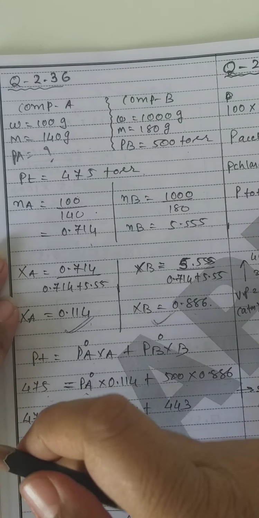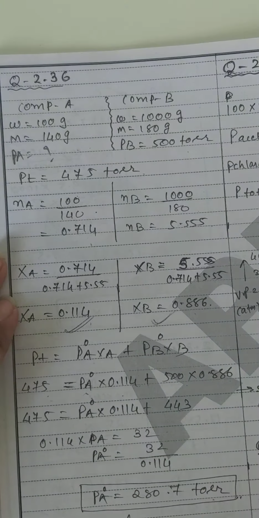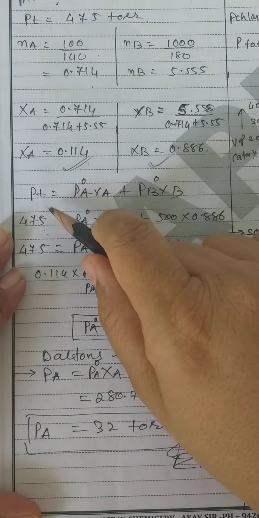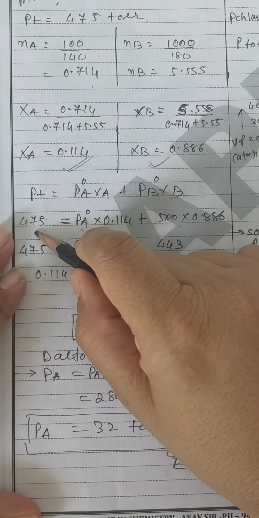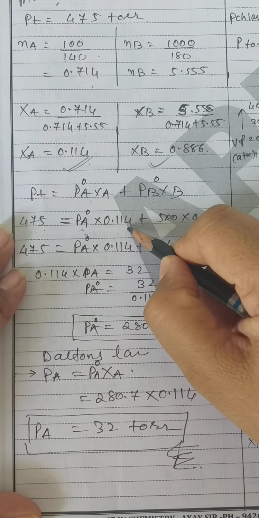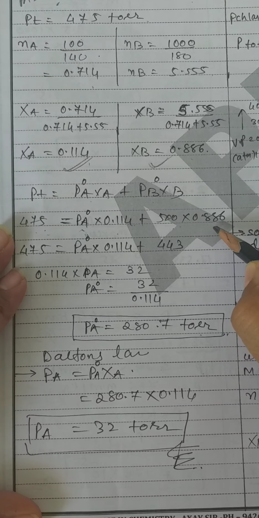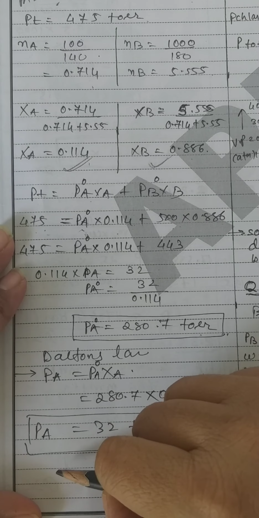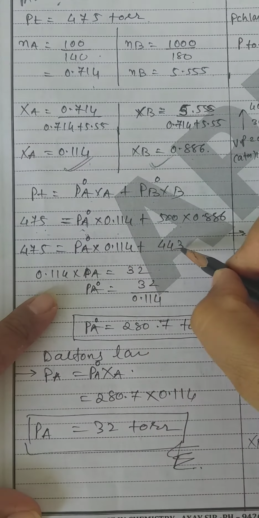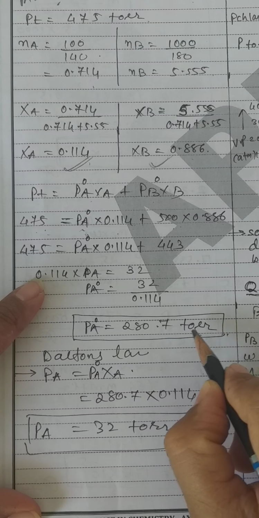Okay, now let me explain again. This is the formula for Raoult's law for volatile liquids. PT is given, 475. PA naught we want to find. Now 0.114 is the mole fraction XA. PB naught is given in the question. XB is equal to 0.886. So according to the formula, 475, PA naught into 0.114 plus 500 into 0.886. After doing this calculation, we will get PA naught is equal to 280.7 torr.